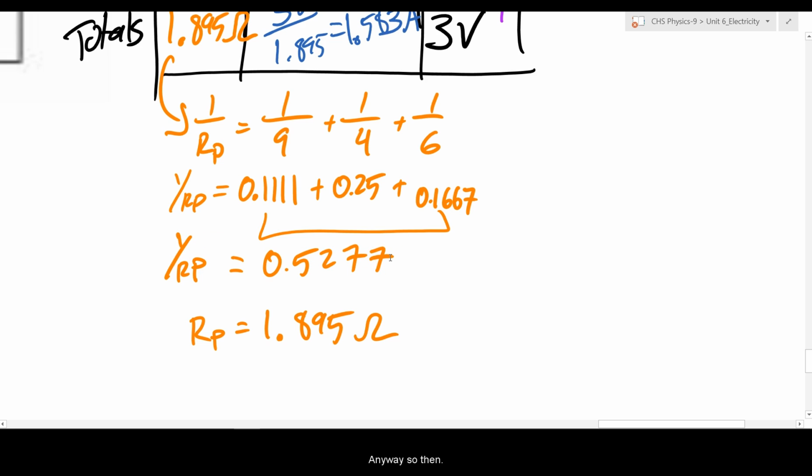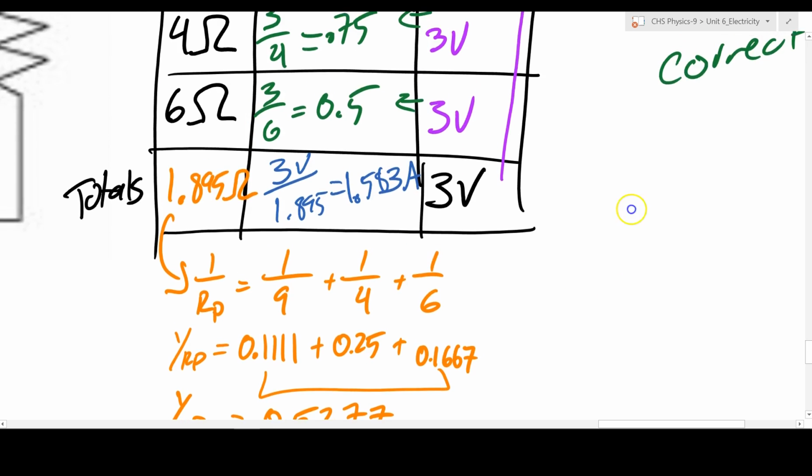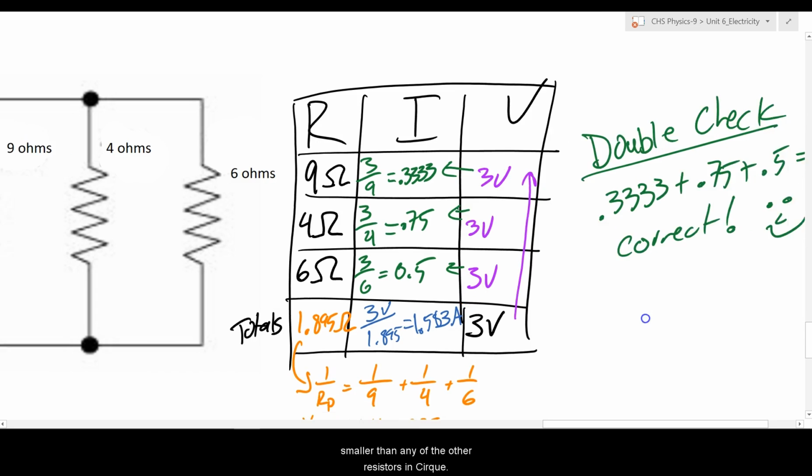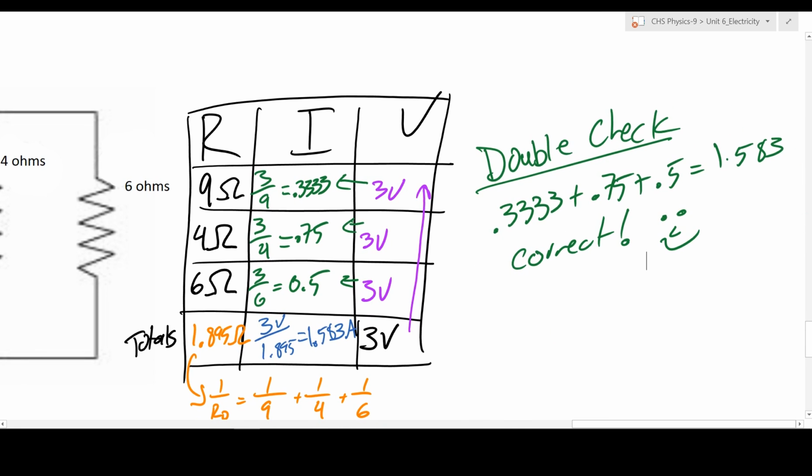Anyway, once I do the algebra, or if you know the shortcut, you end up with 1.895. Algebra would be multiplying both sides by RP, and then dividing both sides by 0.5277. Shortcut would just be doing 1 divided by 0.5277. And I get my 1.895. And once again, you'll notice that that total resistance is smaller than any of the other resistors in the circuit.